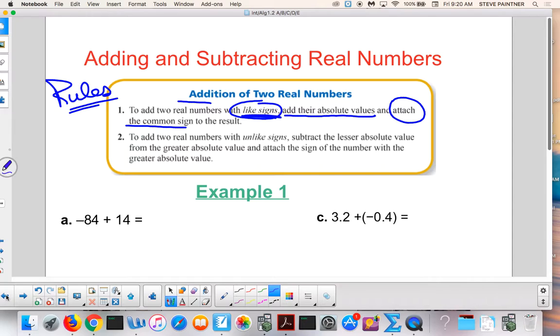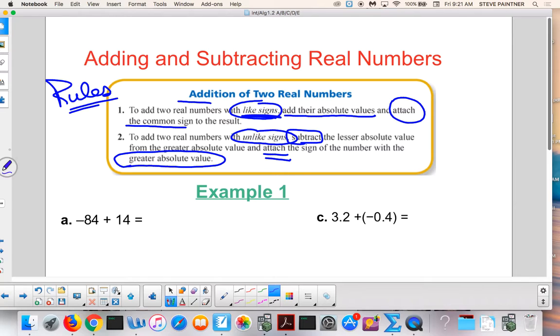That was the easy one. This is the more difficult one. When you have 2 numbers that have what? Unlike signs. So that's a positive plus a negative, or a negative plus a positive. You have to do what? Yeah, the big one is you have to subtract the lesser absolute value from the greater absolute value, and then attach the sign of the what? The greater absolute value. So the bigger number.